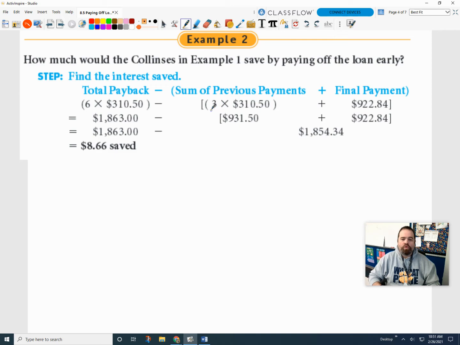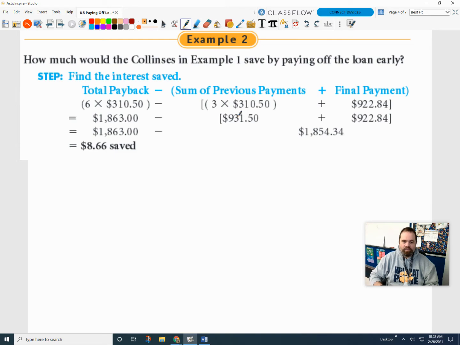Then here, we're subtracting off the payments that they did make. They made 3 payments, $310.50. And then that final payment at the end, you subtract that off too. Now, this looks a little funny. I'm not going to do it this way when I do my example. They wrap this in parentheses, so they're adding. I just subtract them individually. What this person did when they typed up this example was they added the sum and the final payments together and then subtracted at once. It doesn't matter. Ultimately, you're subtracting.